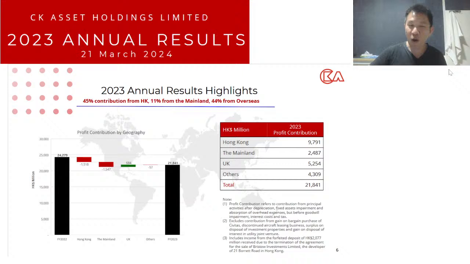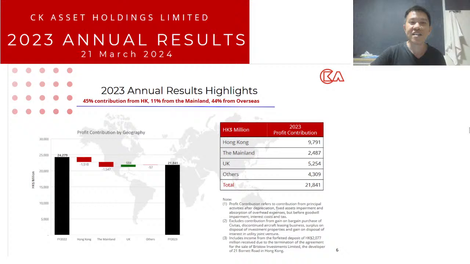So their property arm is called CK Asset Holding. Also, CK Asset Holding, the assets are not only property lah. They also have some utilities assets. But mostly it's still property. So this is also very huge. And most of their exposure is actually Hong Kong. 45% is Hong Kong. Then they also have China and UK exposure. So they tend to have a lot of Europe, UK exposure.